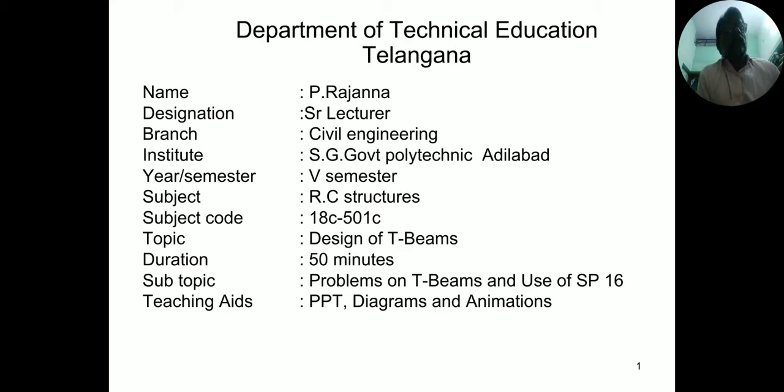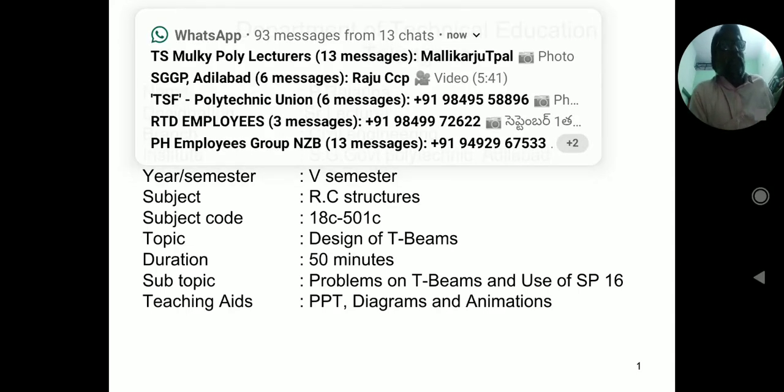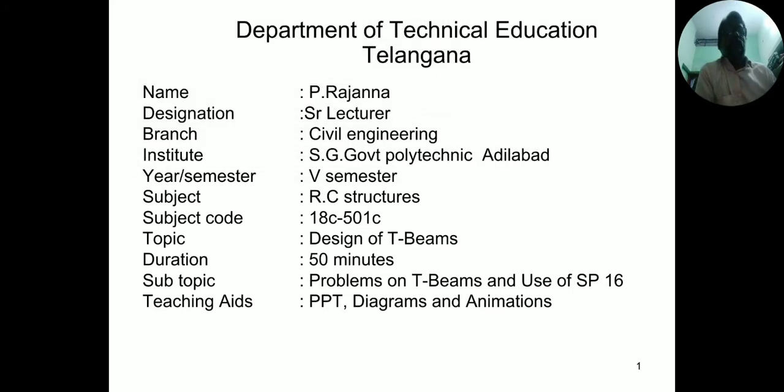Okay, today the subject is reinforced concrete structures. Chapter is design of T-beams. Subtopic: problems on T-beams and use SP16.